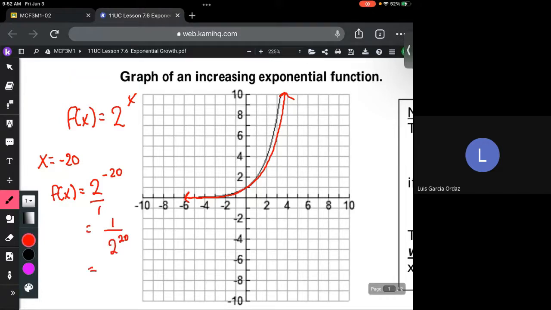And we know that this is going to give me a very, very small decimal that is close to 0, but is not actually 0. So let's see what this is. 1 divided by 2 to the power of 20. 0.0000953. So it's technically not 0, which means that you can never cross 0 on an exponential function. Because even though we have negative exponents, it will never give us a negative value.